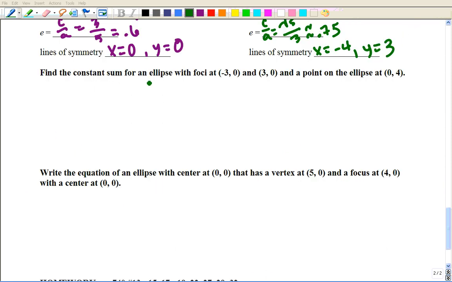Find the constant sum for an ellipse with foci at -3, 0, and 3, 0, and a point on the ellipse at 0, 4. So the constant sum, that formula is just L1 plus L2 will give you that constant sum of L. Let's flip back to one of the ellipse diagrams so I can show you what that is.